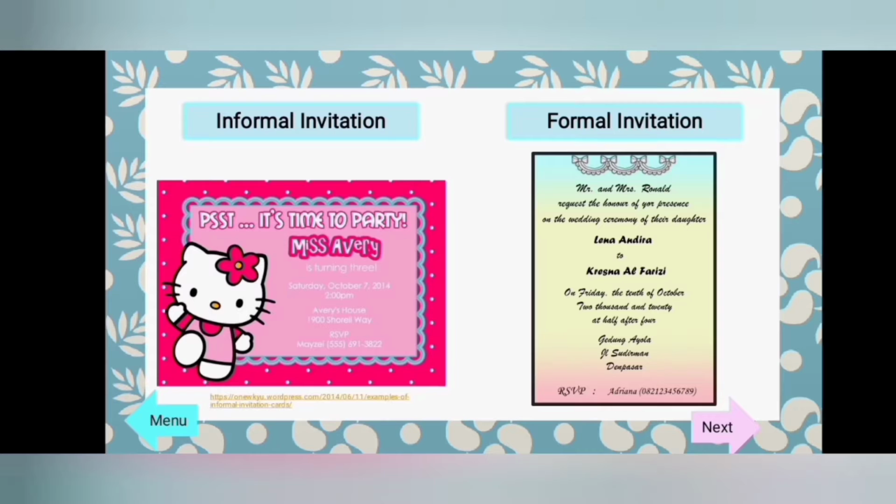Okay, we will learn more about the structure of the formal invitation later. Then the second one, what is the difference? Yup, if you answer the language used, then you are exactly right. Take a look here. Psst, it's time to party. It's more casual, right? Well, we can take a look at formal invitation. It uses formal language such as request the honor of your presence. Yeah, it's kind of formal language.